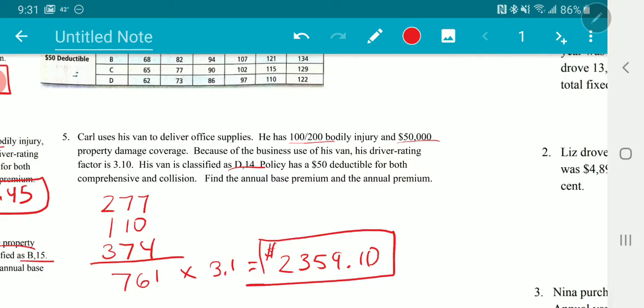There you have it. 9-4 homework. Now let's move on to 9-5.